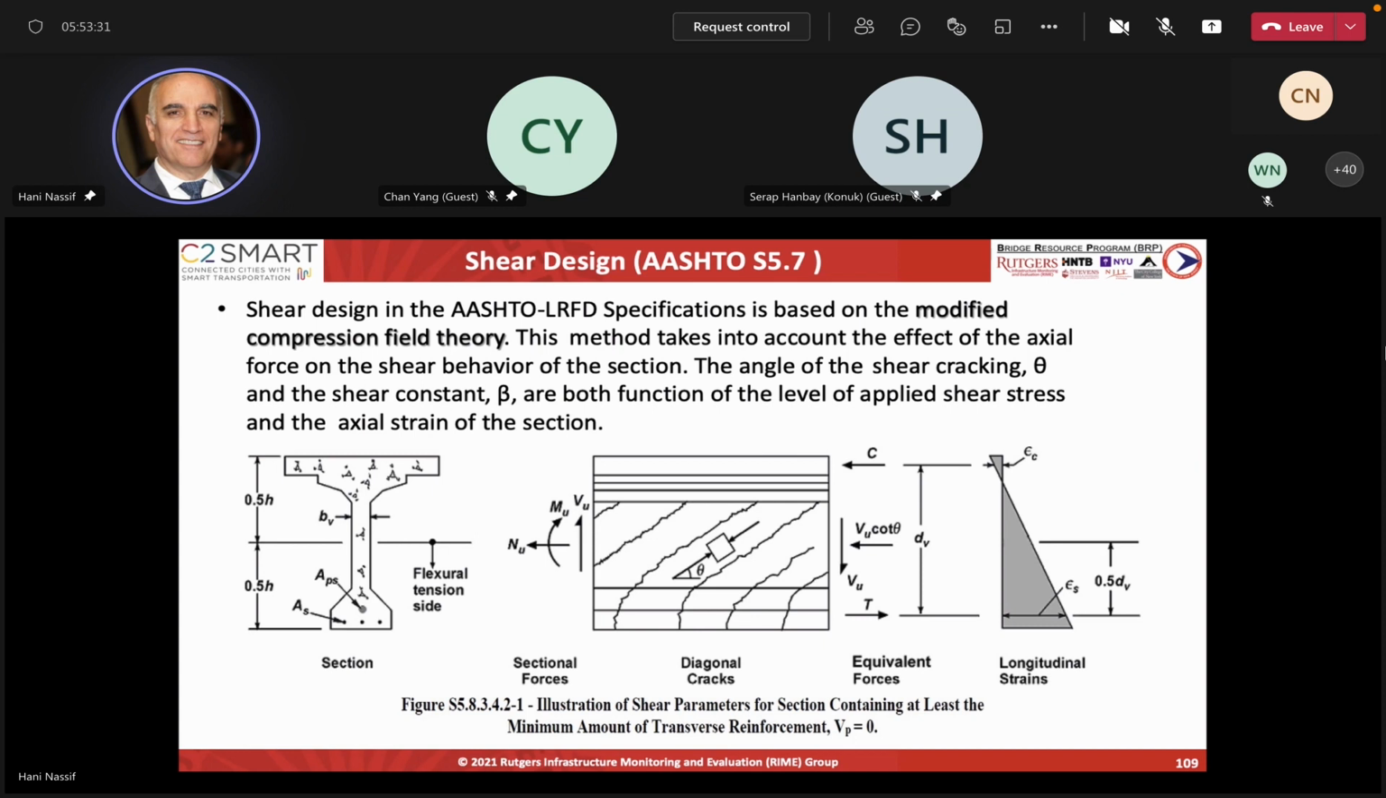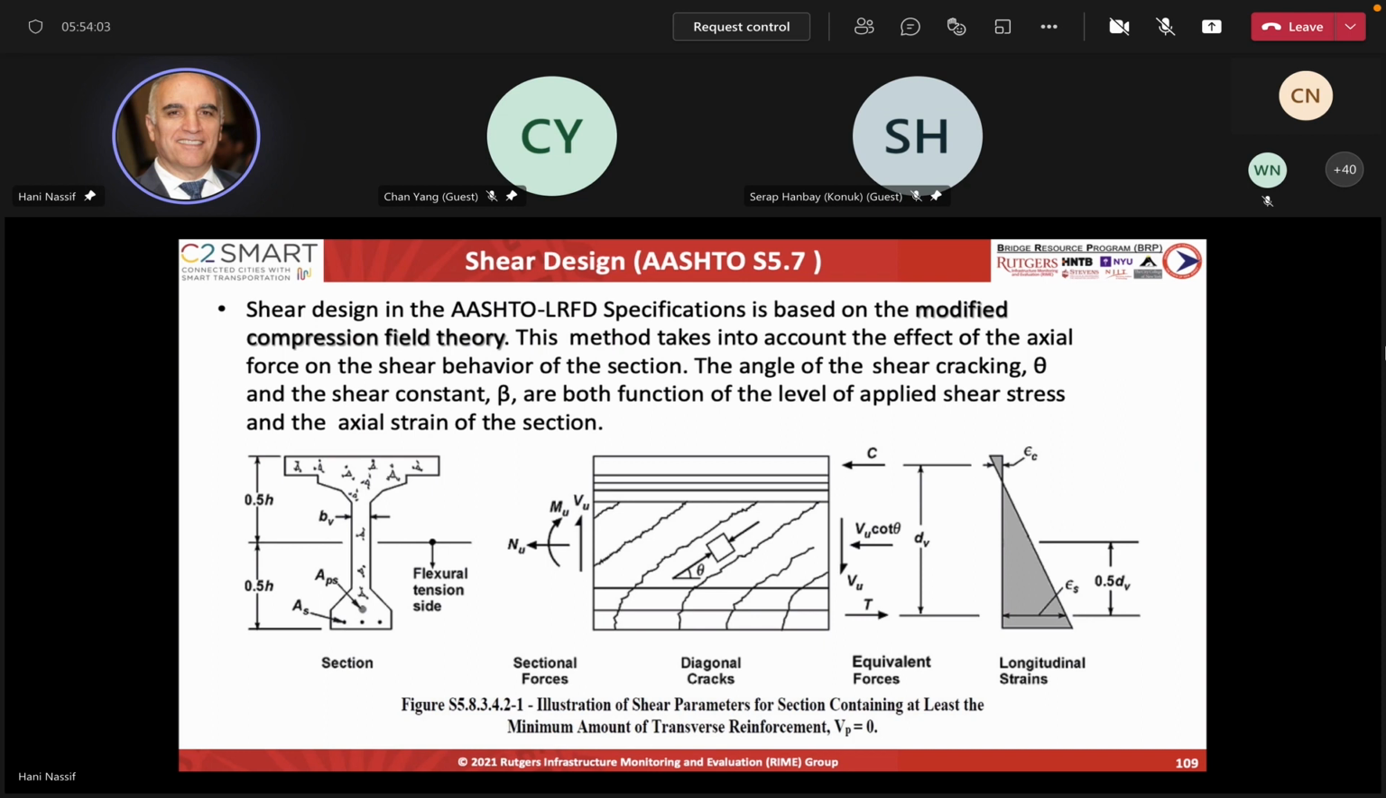Initially, the old code was based on a very simple shear approach, which meant that the concrete and the steel together carry the ultimate shear. So basically, the capacity was equal to VC, which is the amount of shear carried by the plain concrete, plus the part carried by the shear stirrups that you have to provide, which is VS.